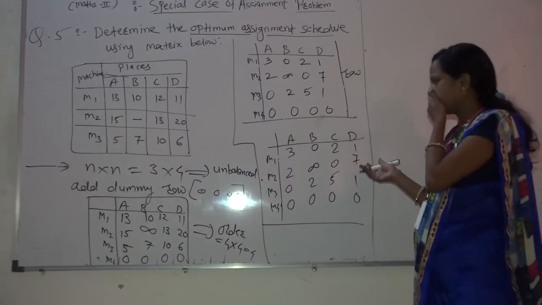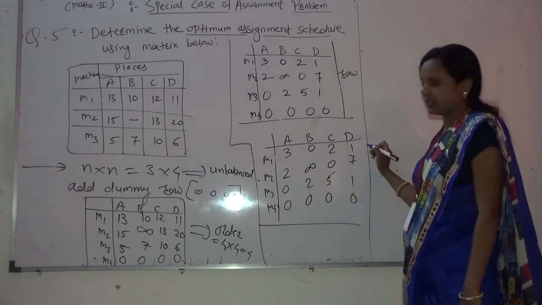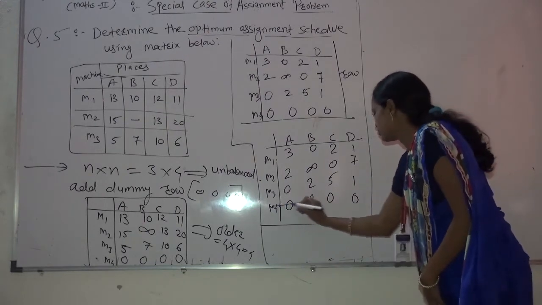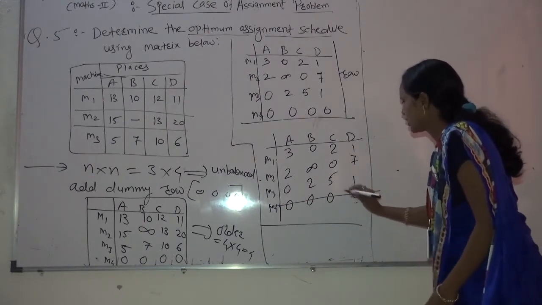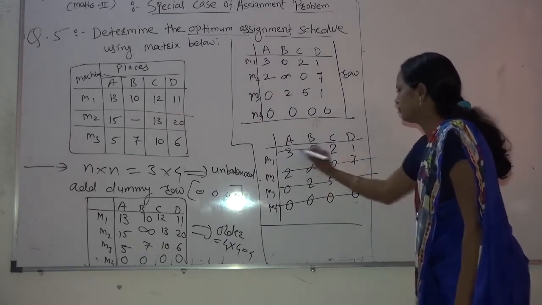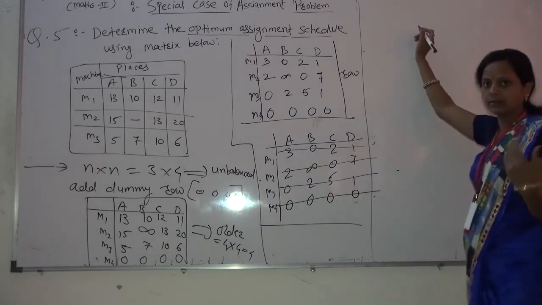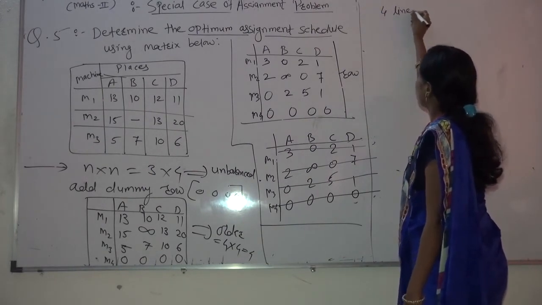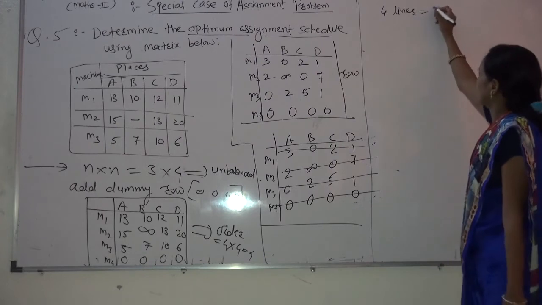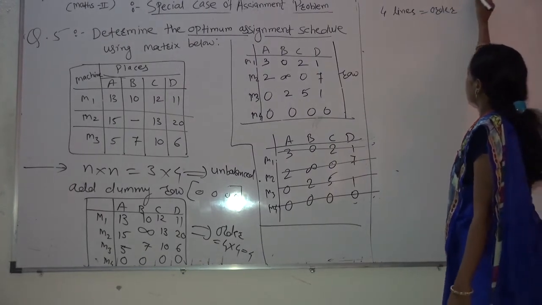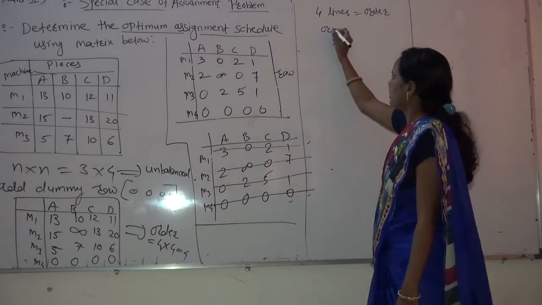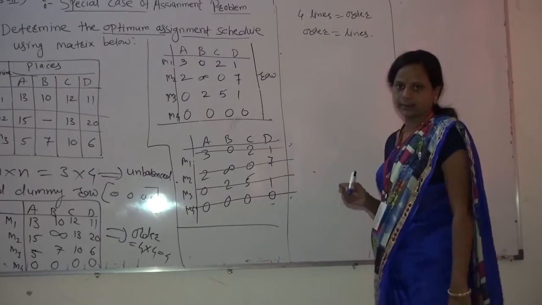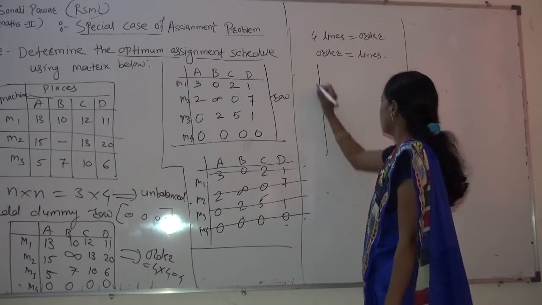So now we draw the minimum number of lines which cover the 0s. So see here, this is the first row, first line, second line, third line, fourth line. So how many lines do we get? 4 lines. So 4 lines equals the order. So order and lines are the same. Order equals lines. Now we have to give assignments.